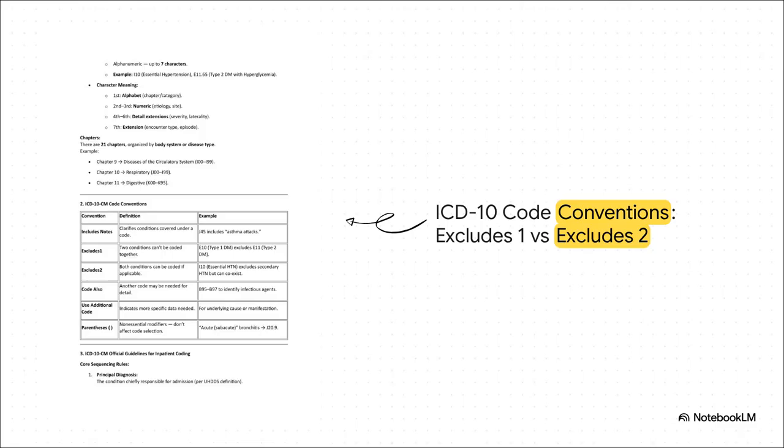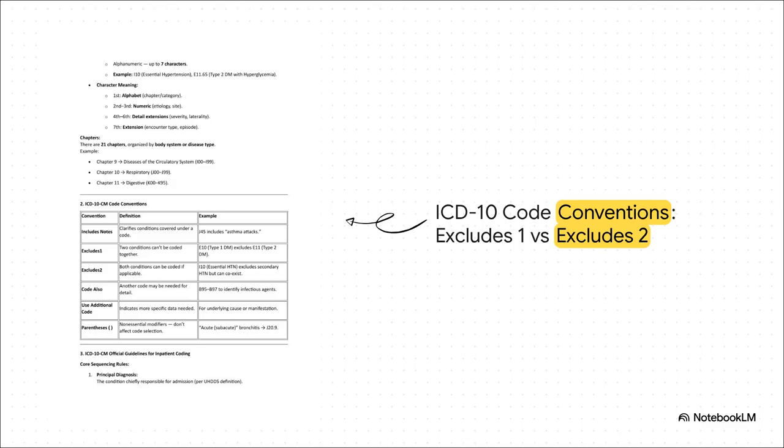Now, what's really interesting about this slide is how the ICD-10 system essentially polices itself to prevent double counting. We have very strict conventions. Look at Excludes1. This is a hard, unbreakable rule. It means these two conditions cannot be coded together, period, unless their etiologies are completely 100% different. For instance, type 1 diabetes excludes type 2 diabetes. You just can't have both.